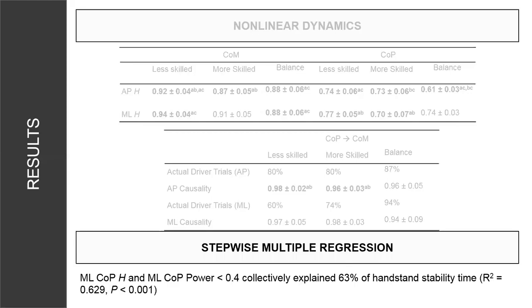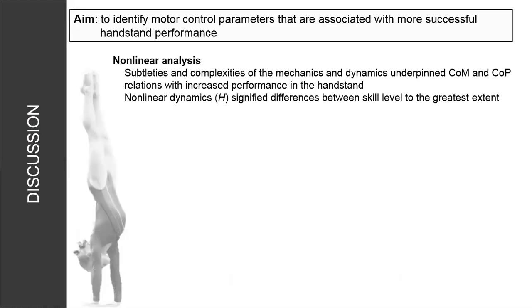So this stepwise multiple regression found that mediolateral center of pressure and center of pressure Hurst exponent, and power below 0.4 collectively explain 63% of handstand stability time. So overall, we have three key outcomes. So first of all, the importance of the nonlinear dynamics analysis, which gave insight into the motor control system and was found to be an important and valuable aspect of the ability for the gymnast to maintain handstand control.